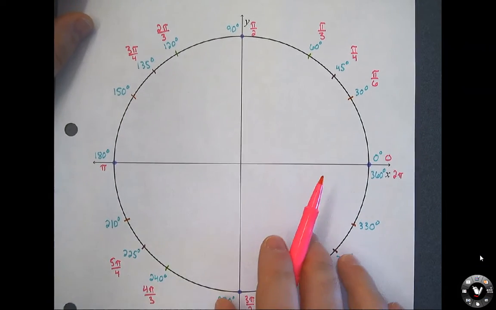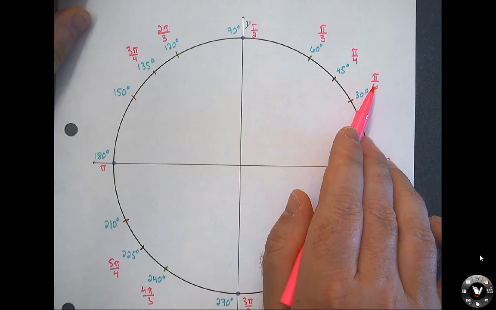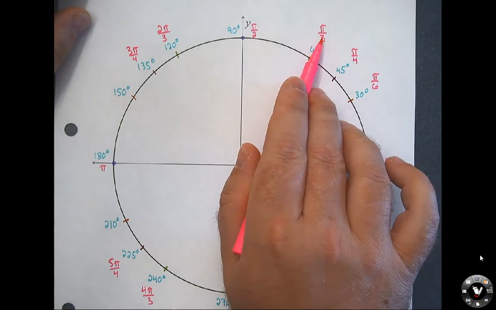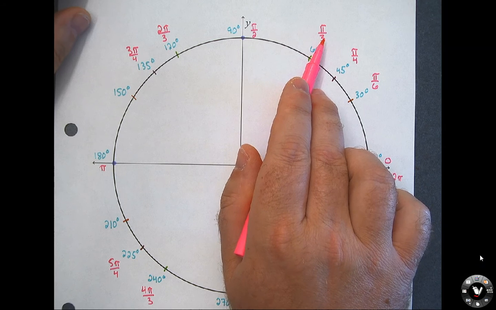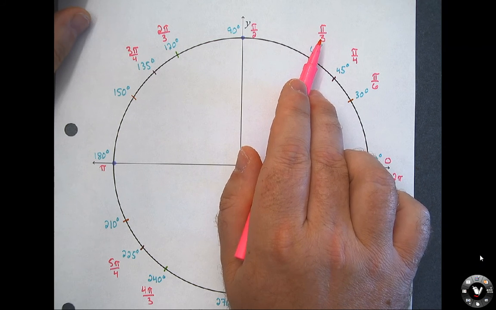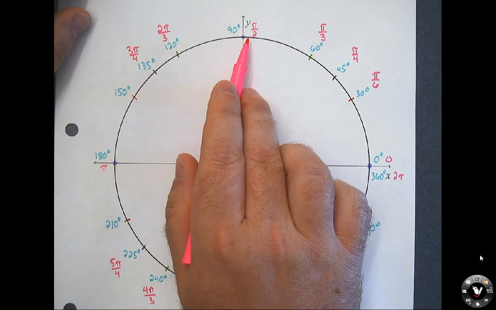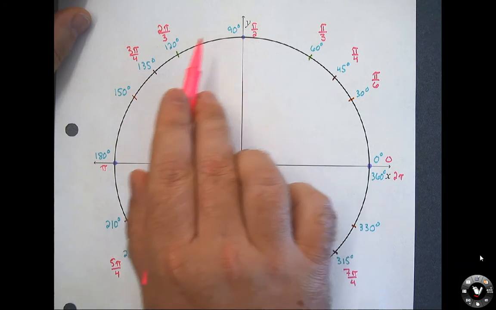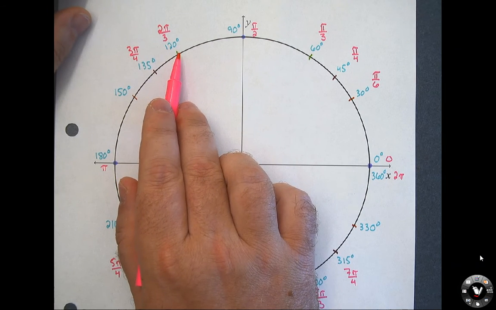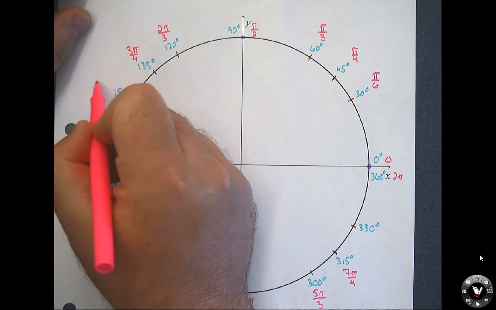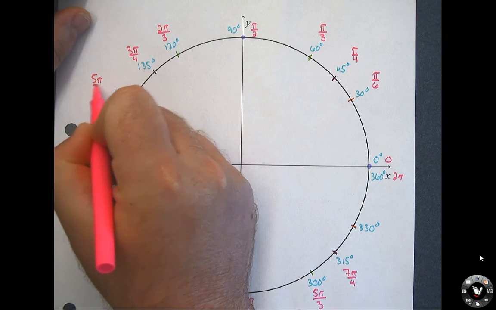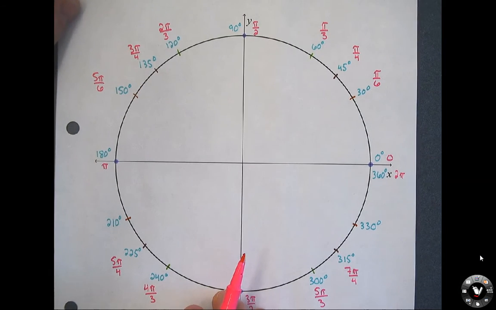Now let's count around by pi over 6s. 1 pi over 6. Skip the 45. This is 2 pi over 6. Why don't I have to write it? 2 and 6 reduce. This is 3 pi over 6. 3 and 6 reduce. 4 pi over 6. 4 and 6 reduce. 5 pi over 6. That's new. Also, 5 and 6 don't reduce.